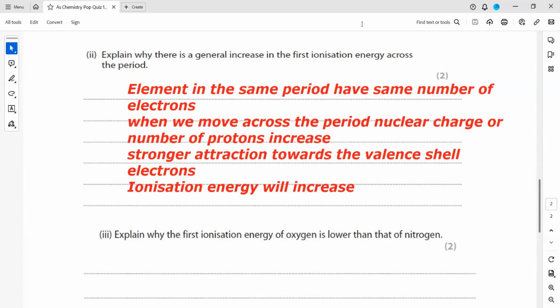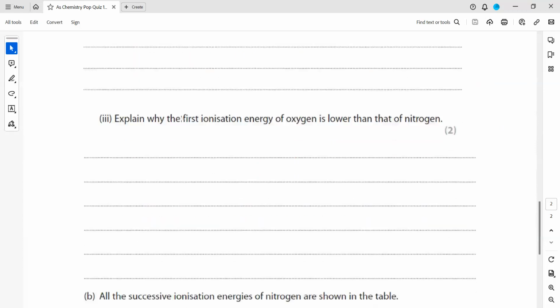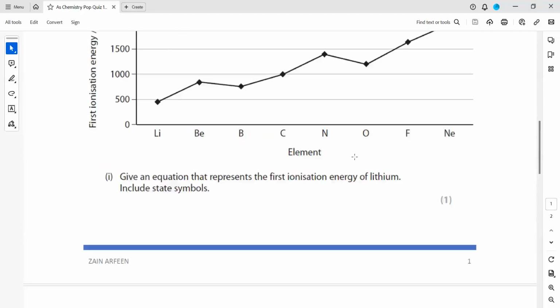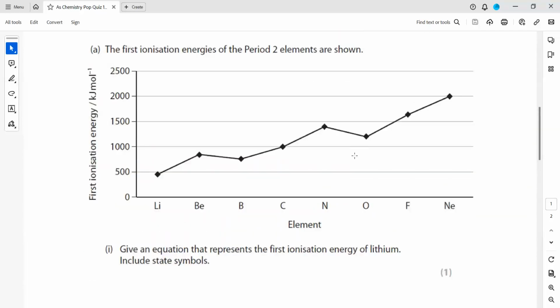Then the next one: not all of them are following the trend. For example, the first ionization energy of oxygen is lower than nitrogen, even though oxygen should be higher according to the reason we wrote. But when we check the graph, oxygen is lower. What is the reason for that?